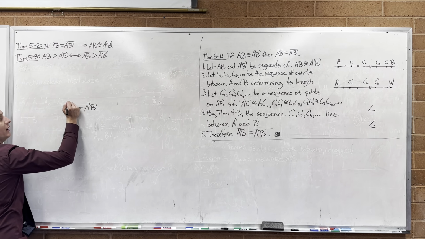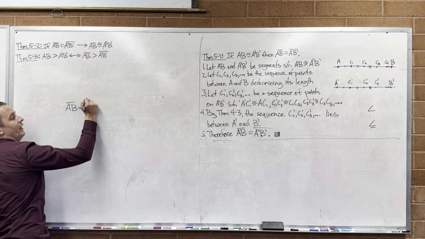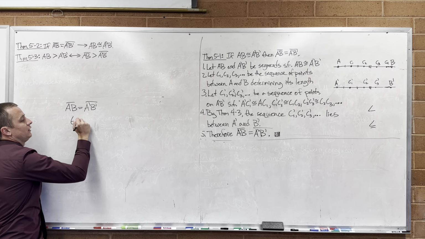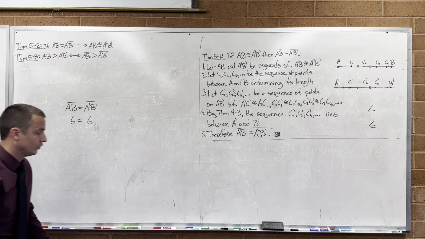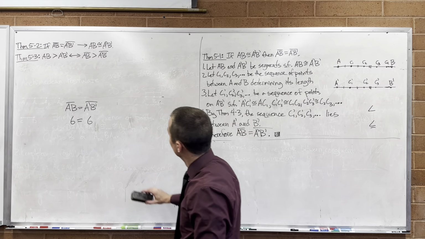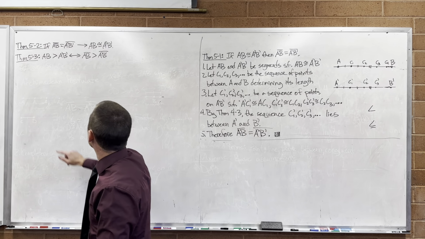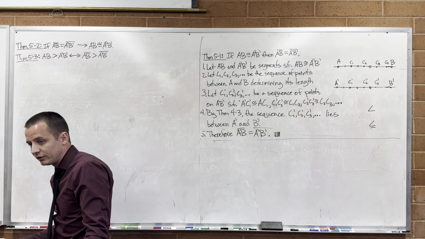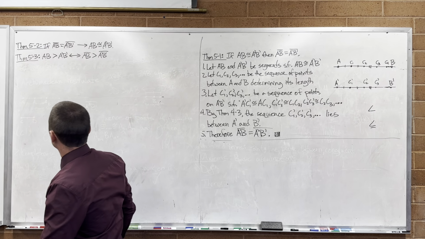When I put the line above it, that's a number. That's the length of AB. So it's saying 5. And that's a number. And so that is saying 6 is equal to 6, or something like that. It's definitely not saying those segments are equal to each other. That's a good point to bring up. So, this is not saying if two segments are equal, then they're congruent. We already proved that earlier in the class. This is saying if the lengths of two segments are equal, then they're congruent.